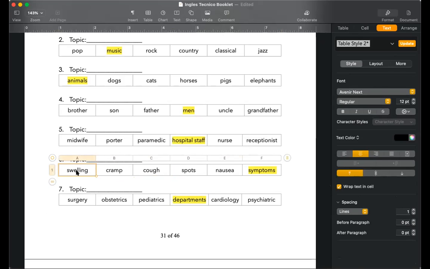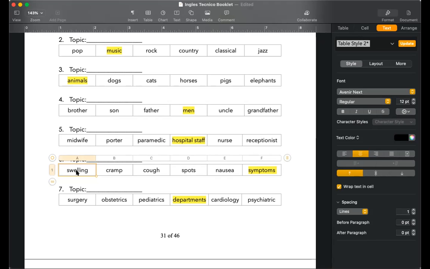Nausea is nausea. Any other? Spots son como puntitos. Son como puntos que pueden salirle a una persona. ¿En qué enfermedad? No sé.